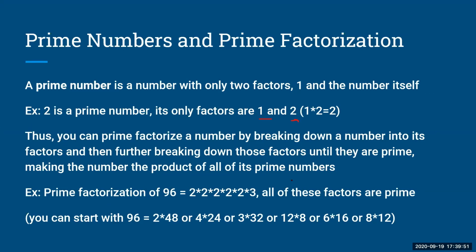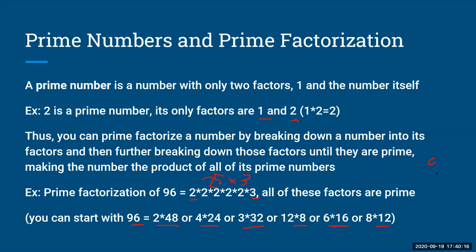For example, the prime factorization of 96 is 2 times 2 times 2 times 2 times 2 times 3, or 2 to the 5th times 3. Because 2 and 3 are both prime, this is perfectly valid as a prime factorization. And when you start prime factorization, you can start with 2 times 48, or 4 times 24, or 3 times 32. Whatever factors you like, you can start with either.